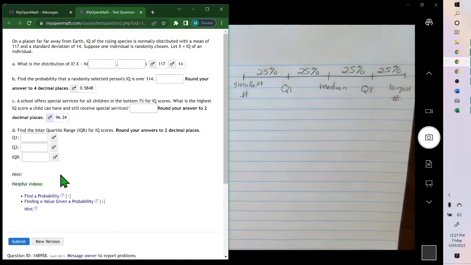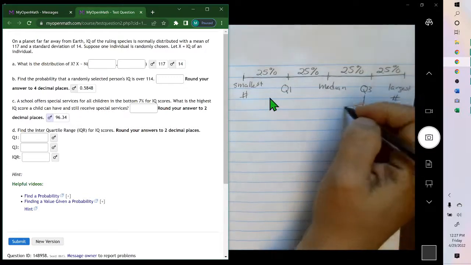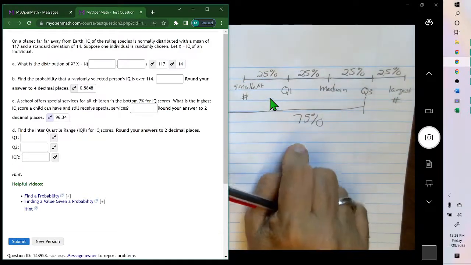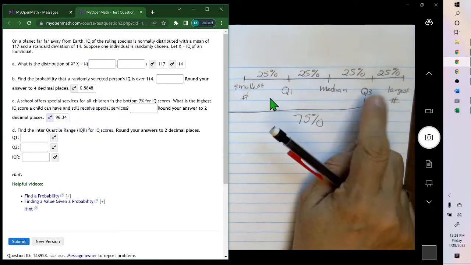So if we want Q1, there's 25% of the data below it. So just like C, where 7% was below, we do the same thing, only 25% below. And then for Q3, the next one, Q3 is 25, 50, 75. 75% of the data is below it. So we'll use 0.75 to find Q3.